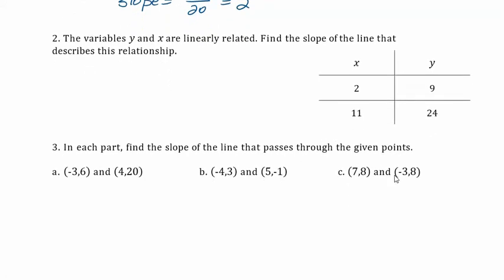Okay, let's go to number 2. The variables y and x are linearly related. Find the slope of the line that describes this relationship. So remember, if they are linearly related, that means they have a constant slope. Now, just from these 2 pieces of information over here, if we didn't know that it was a line, it could be lots of different graphs. So we have to be told that it's a line, and then we can find the slope.